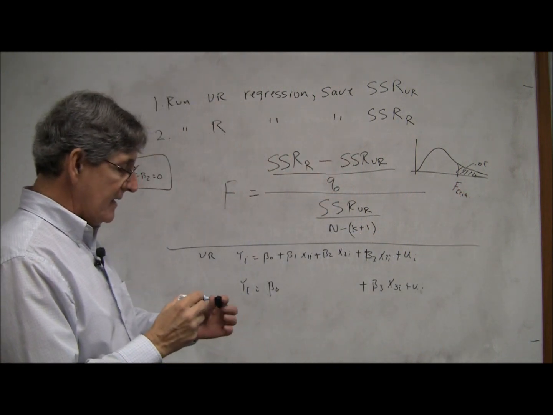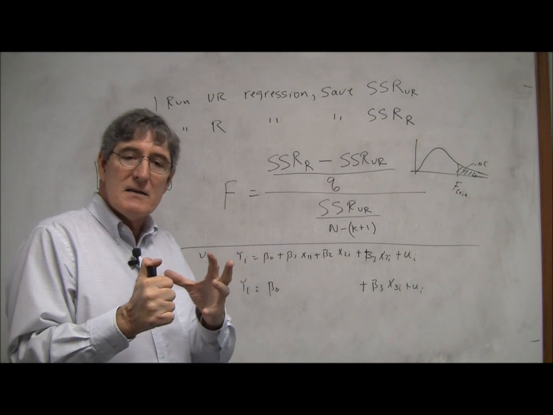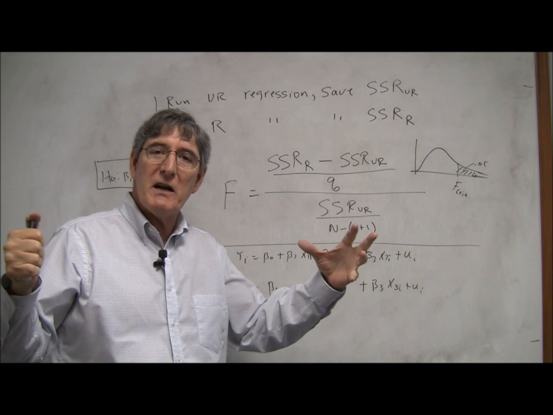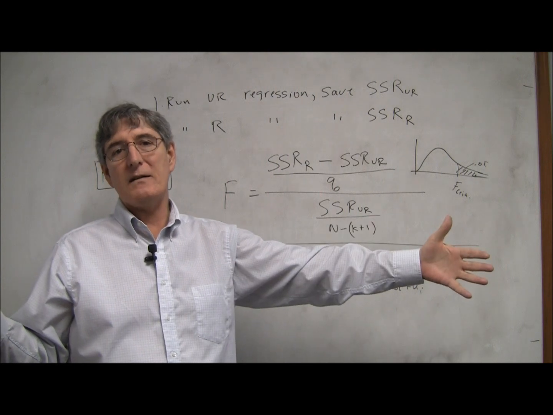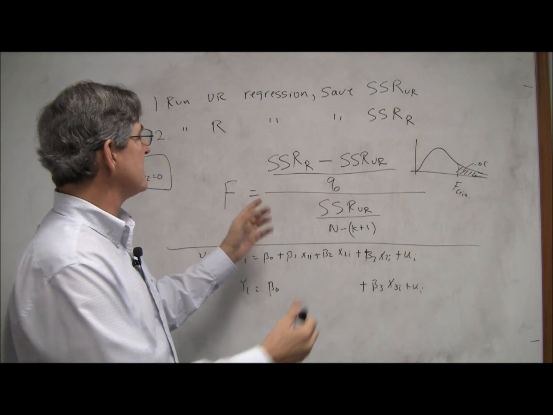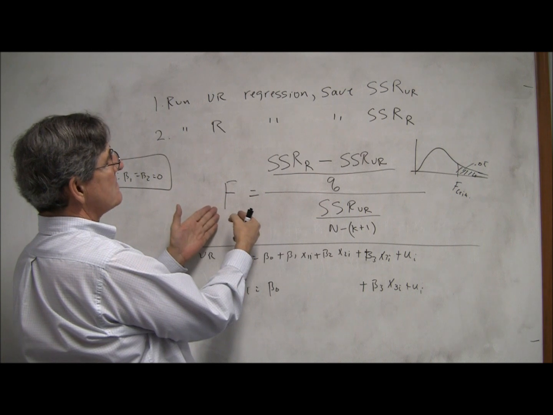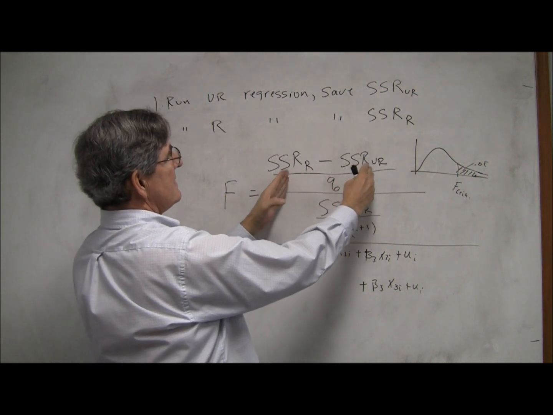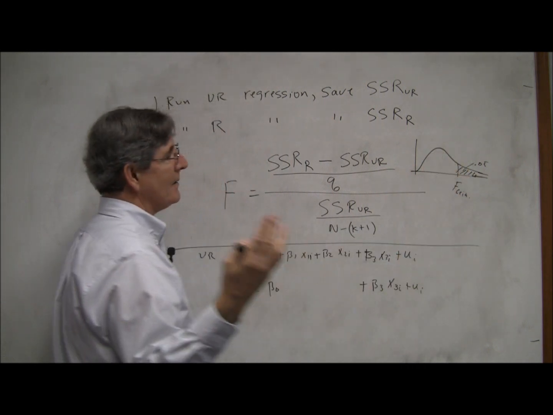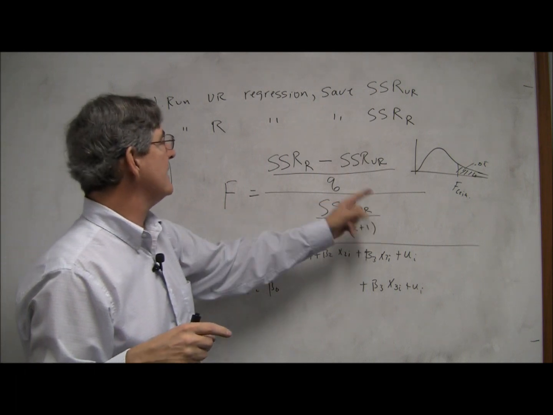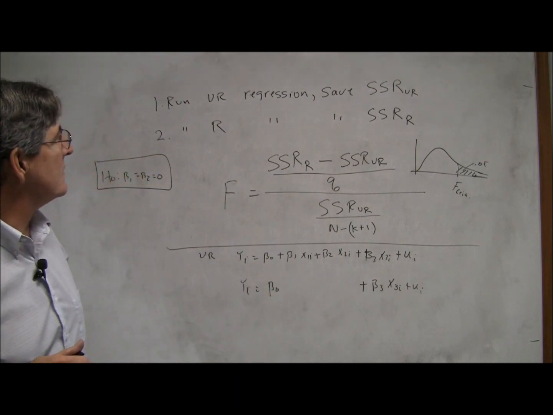This is how you always do tests. You find something that's small if the null is true, and then as the null looks less and less true, that thing gets bigger and bigger until you hit a point where you say it looks like it's not true, and I'm going to reject it in favor of the alternative. That's what we have here. If the null looks true and these things are close together, then the F is small. As they move further and further apart in magnitude, the F gets bigger and bigger. Then at some point we say that F's so big that we have to reject, because adding these extra variables made a huge difference in the sum of squared residuals.